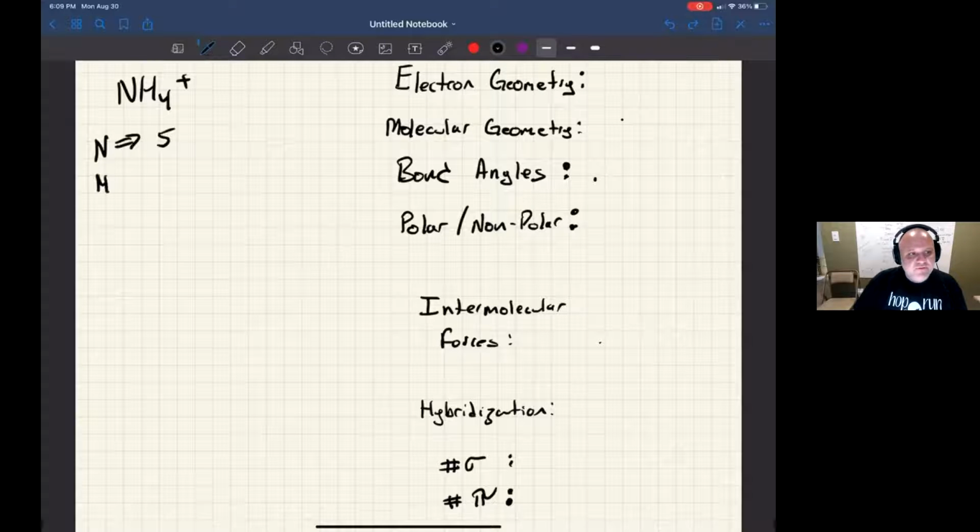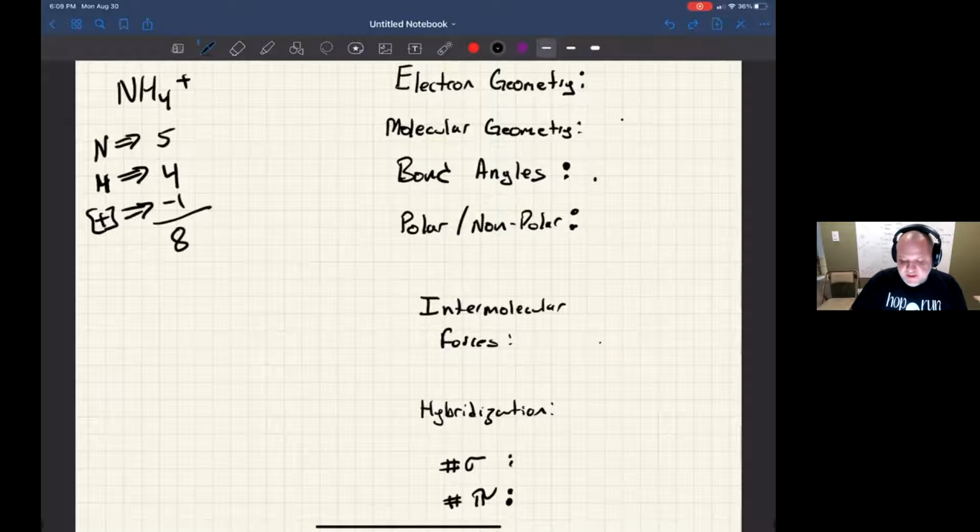I've got 5 on nitrogen. I've got hydrogen bringing me 4 because I have 4 of them. And the positive charge contributes -1 valence electron because it's missing one of those electrons. So I get a total of 8 electrons.